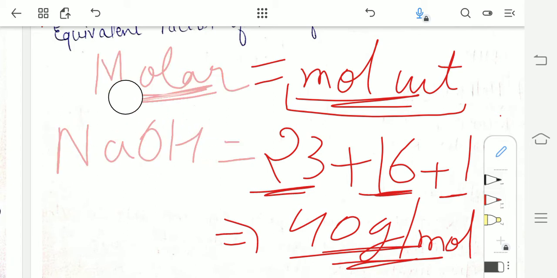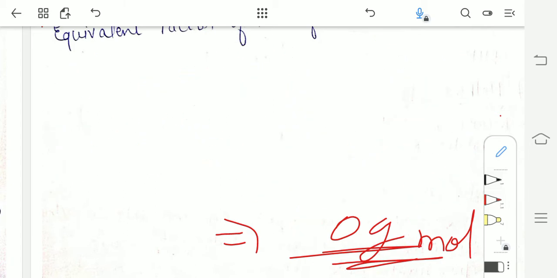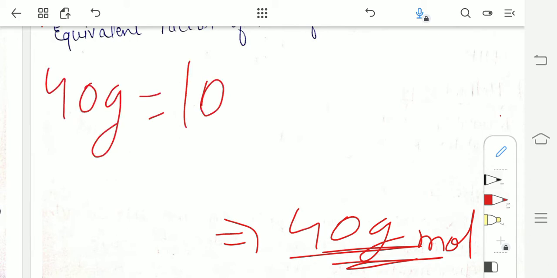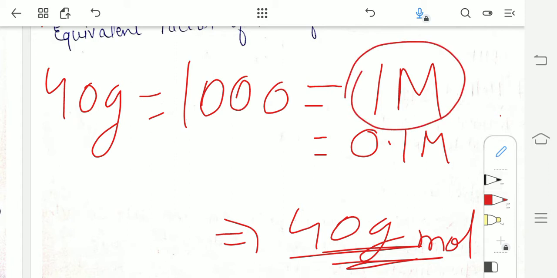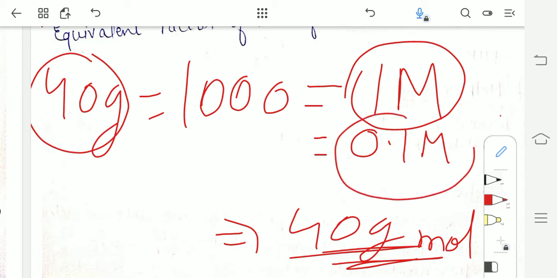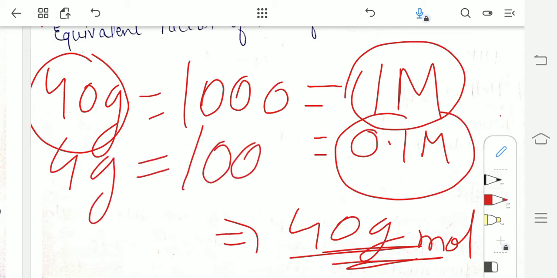It means that when I dissolve 40 gram of NaOH in 1000 ml of distilled water, the solution which I will get will have strength 1 molar. But here we have to prepare a solution of 0.1 molar strength. So it's a very simple calculation: if for 1 molar solution the amount of NaOH needed is 40 grams, then for 0.1 molar the amount of NaOH needed will be 4 grams. So when we dissolve 4 gram of NaOH in 1000 ml of distilled water, the solution which we will get will have strength 0.1 molar.